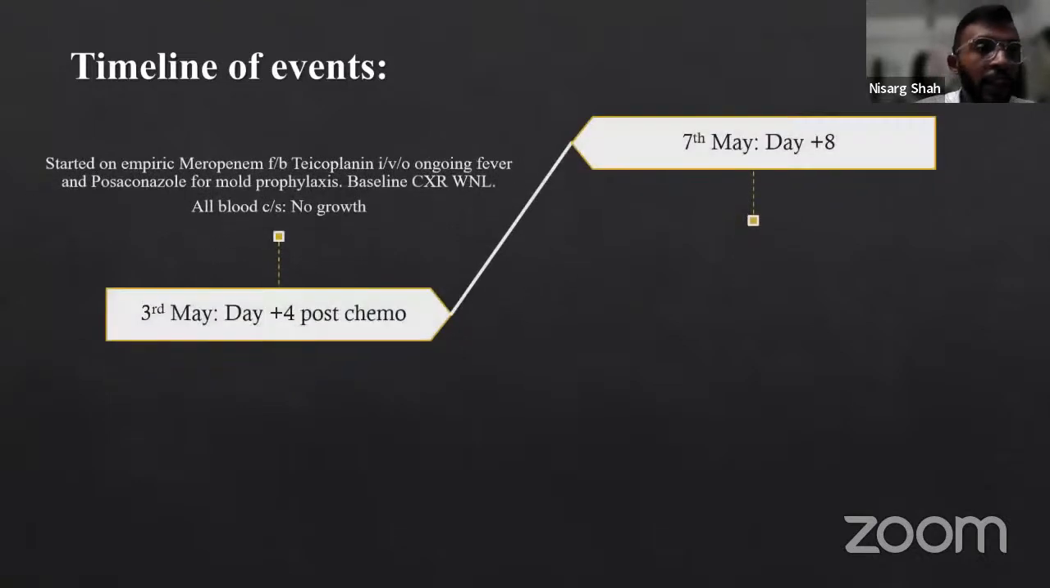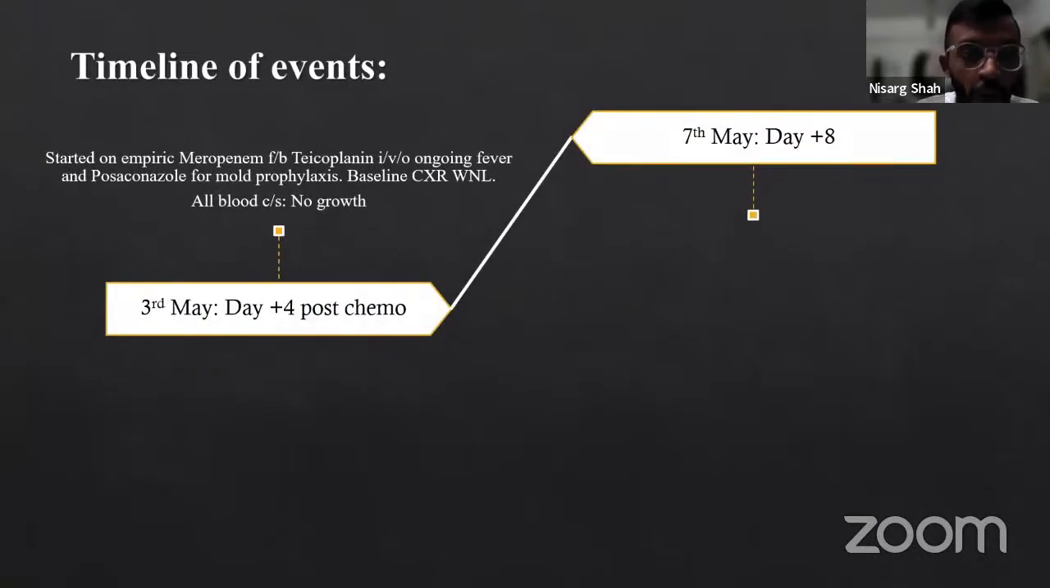Now, if we go through the timeline of events, on day +4 post chemo, she was started empirically on meropenem and teicoplanin in view of ongoing fever, and we changed to posaconazole for mold prophylaxis. Baseline chest X-ray was within normal limits, but we do not have any baseline CT scan to go ahead with. All the cultures sent on admission were sterile.